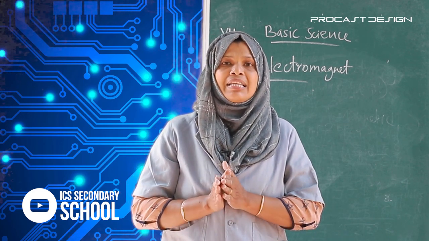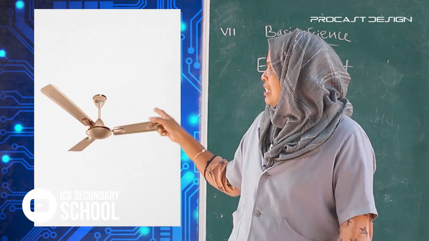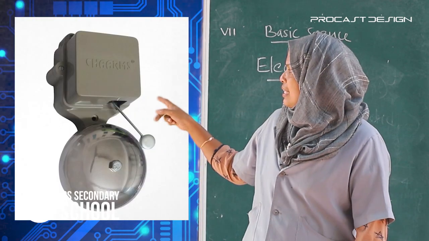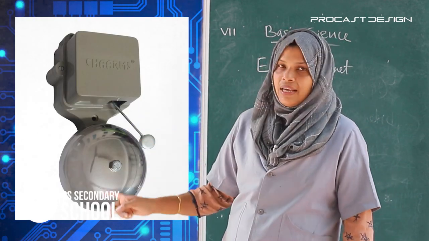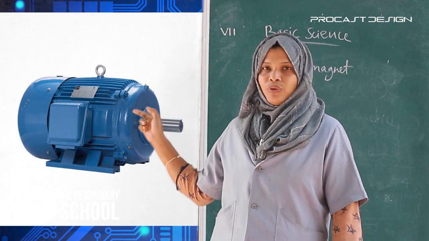There are many devices that make use of these electromagnets. First example is the electric fan. Second one is the electric bell. Third example is the electric motor.